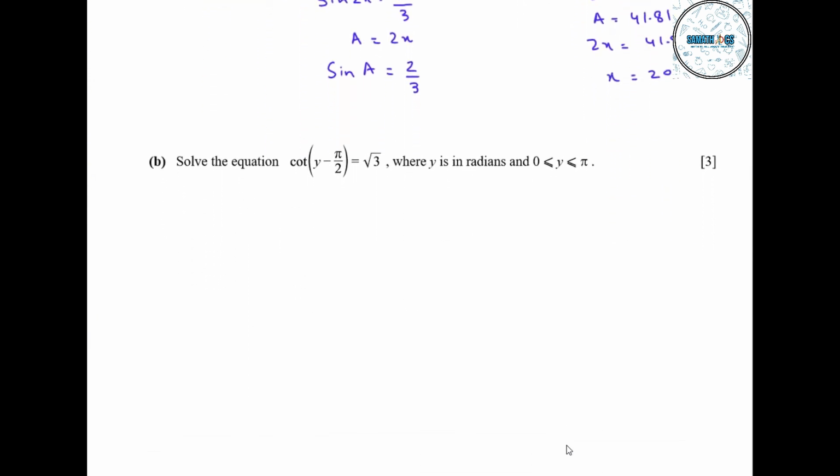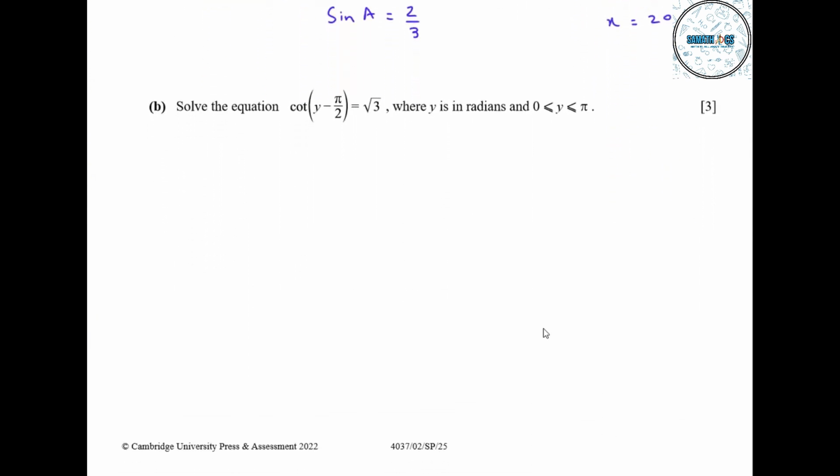Now in part B, they are saying solve the equation cot of y minus pi upon 2 is equal to root 3, where y is in radians and the range is from 0 till pi. It means that the first and second quadrants are included. Now, if they have given cot of y minus pi upon 2, we can change it into tan of y minus pi upon 2. Cot is the inverse of tan, so when we change it into tan, it will become 1 upon root 3.